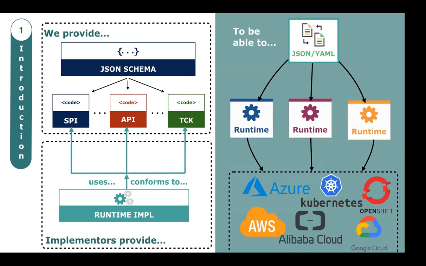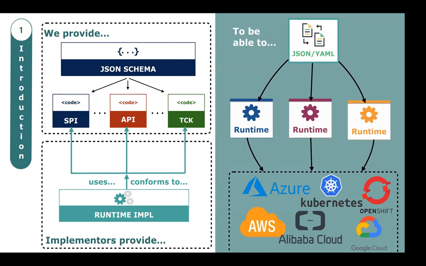Out of this JSON schema, we strive to provide, hopefully in the near future, a lot of different things like SPIs, APIs, and TCKs for conformance purposes in many different languages. We at Red Hat will contribute a Java SPI. However, we have to wait until we have a proper GitHub structure in place for that. So that is the core of what the specification does.